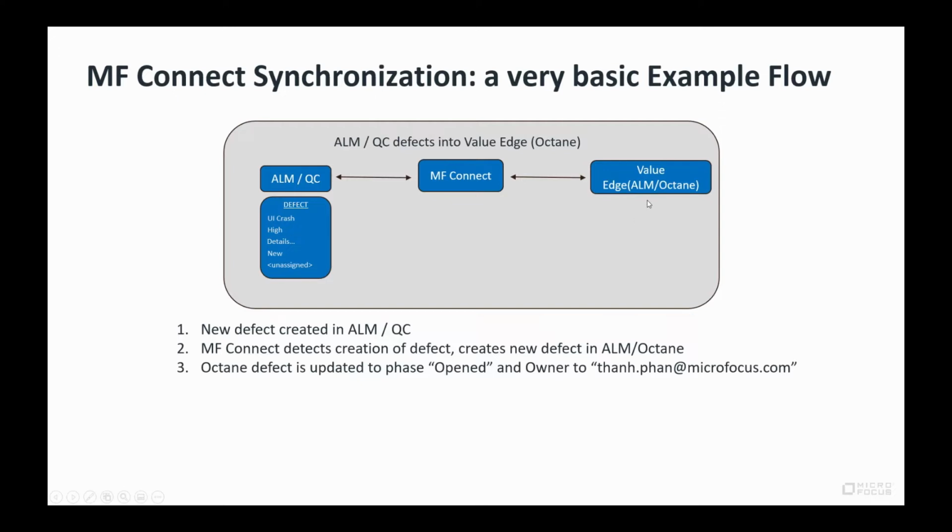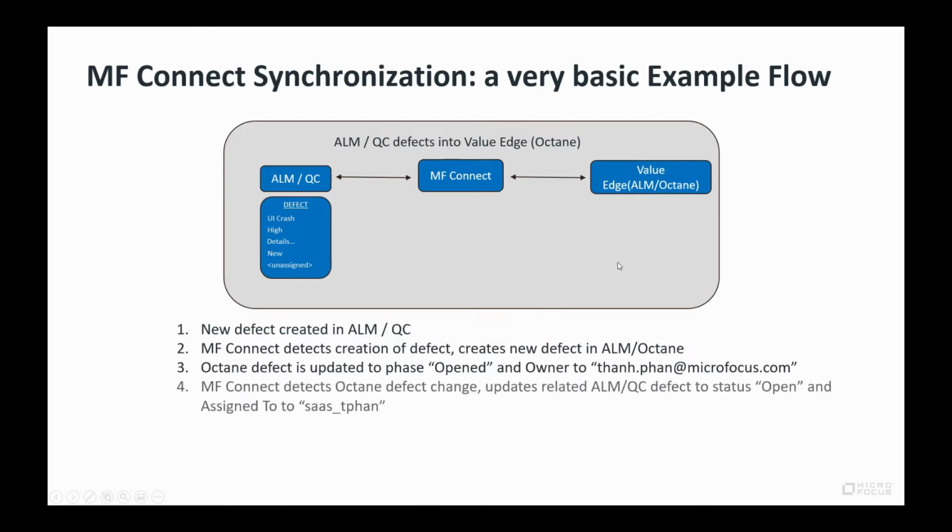A user can then log into Octane and update the phase to open and owner to a particular user. A sync is done again. This time MF Connect detects that the Octane defect has changed, and then it will proceed to update the same linked defect in QC. Here, when we set up the connections, we set up the field mapping so it knows to map phase to status in QC and owner to assigned to in QC as well.